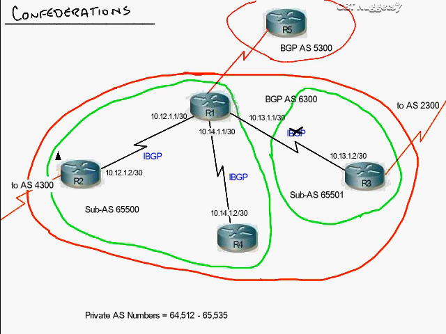Now, can confederations be used in replacement of route reflectors? Yes, you could. I could put each router in its own little sub-autonomous system, but that becomes a management nightmare. This is meant to make it easier on you if you have tons of routers in an autonomous system, not harder. So again, use those technologies complementary to each other. Now, let's get into the configuration of this. There are 3 major steps to configuring BGP confederations.